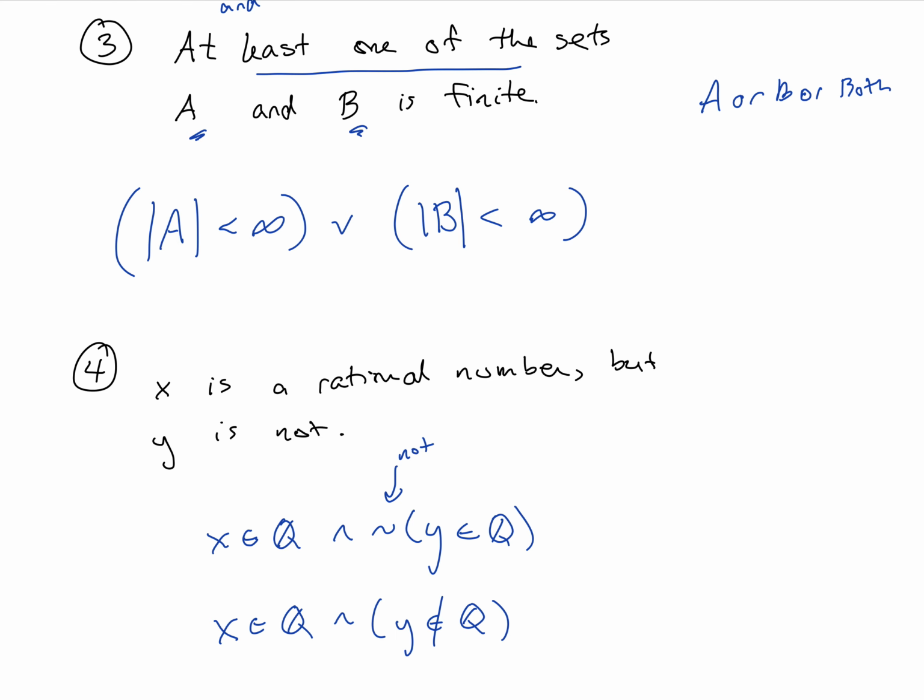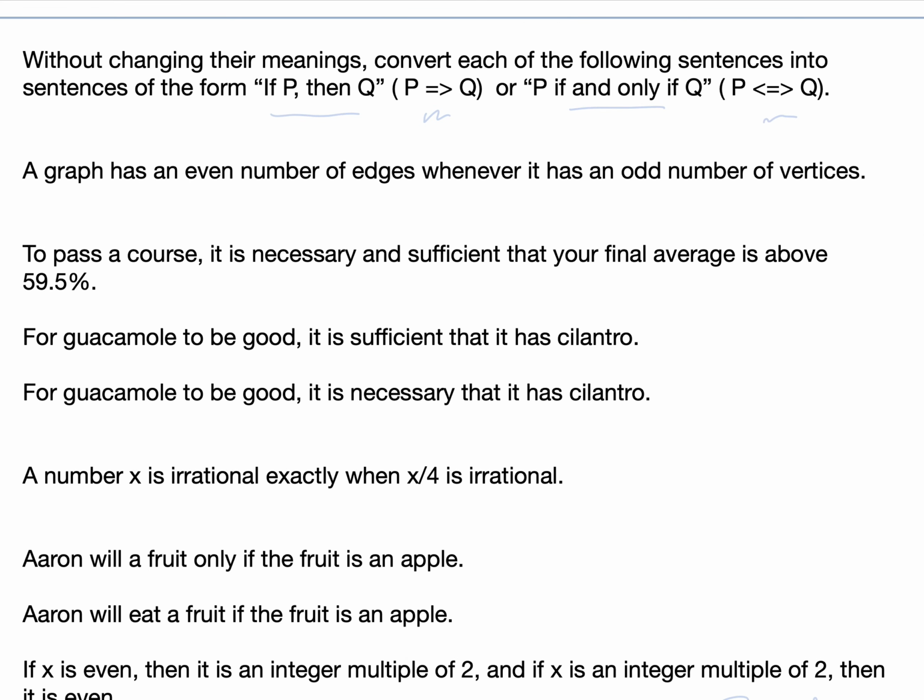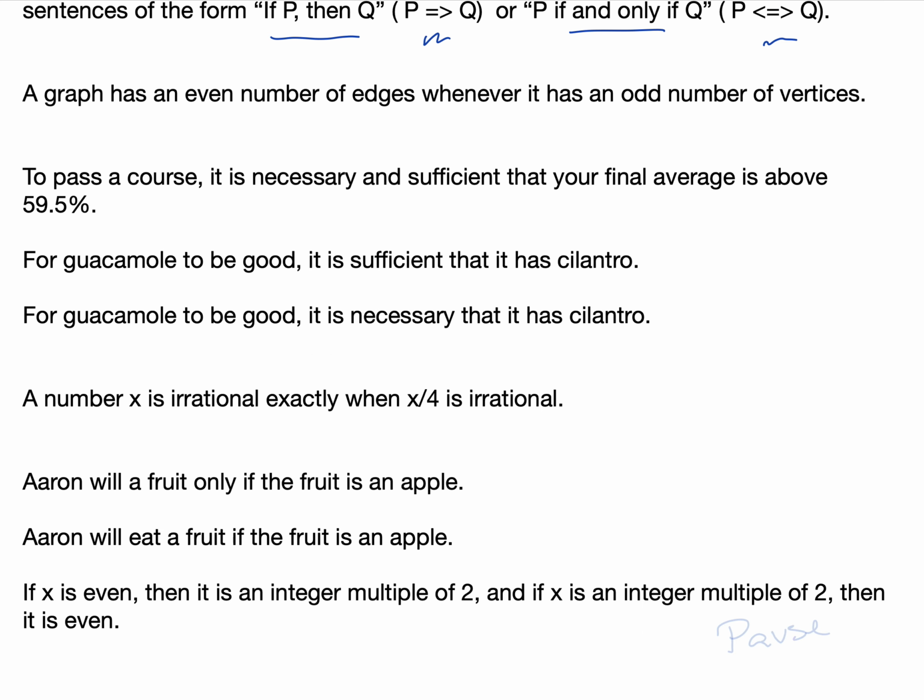For the next set of problems, I'd like you to rewrite them of the form either if P then Q, or P if and only if Q. So you can use this notation, or you can also use this notation. So if P then Q, P implies Q. P if and only if Q, that's a double arrow. P implies Q, and Q implies P. So I'd like you to take a look at these sentences below. A graph has an even number of edges whenever it has an odd number of vertices.